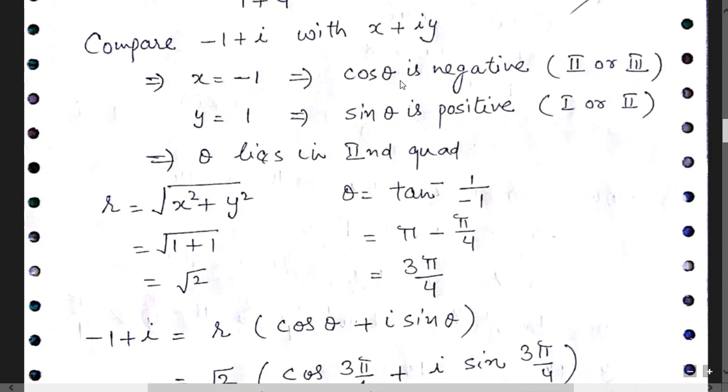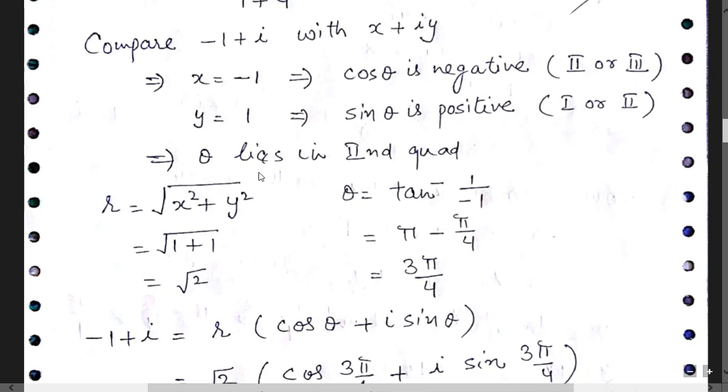X is minus 1 and cos theta is negative, it means the second or third quadrant. If y is equal to 1, sin theta is positive, it means first or second quadrant. You already know about this content. It means the angle is in the second quadrant. Theta lies in the second quadrant. It means we can write 3 pi over 4 as pi minus pi over 4.